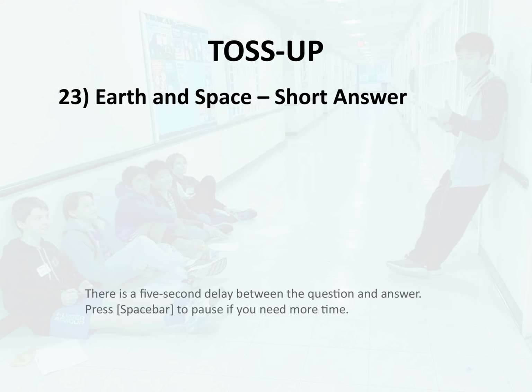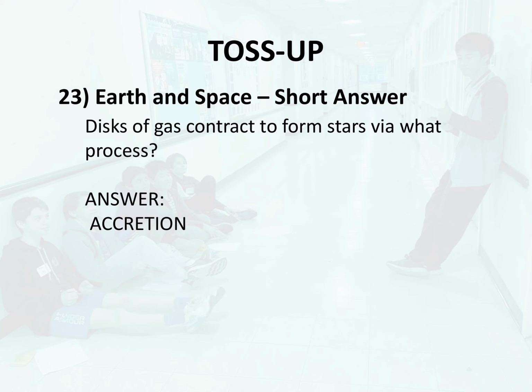Toss-up 23. Earth and space, short answer. Disks of gas contract to form stars via what process? Answer. Accretion.